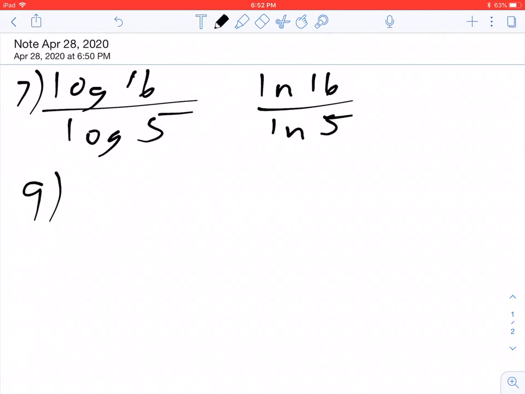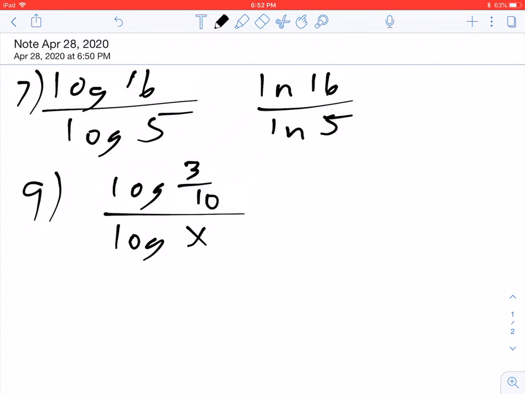Number 9's equally as easy. You're going to have log of 3/10 divided by log of x. And then for natural log, it's going to be natural log of 3/10 divided by natural log of x. Okay. Now for number 11, it said evaluate the logarithm using the change of base formula and round your answer to the nearest tenth. So for that, I'm just going to need to get a calculator.